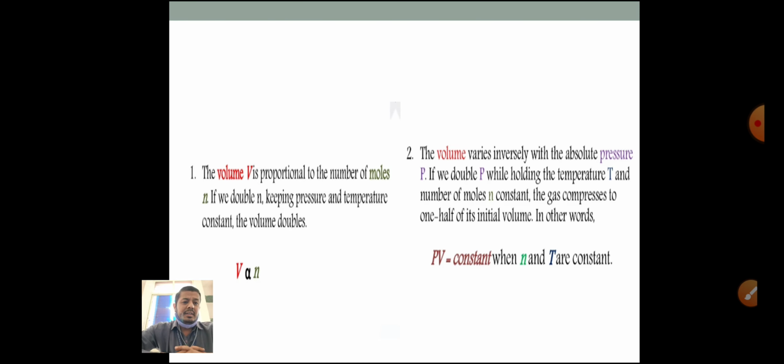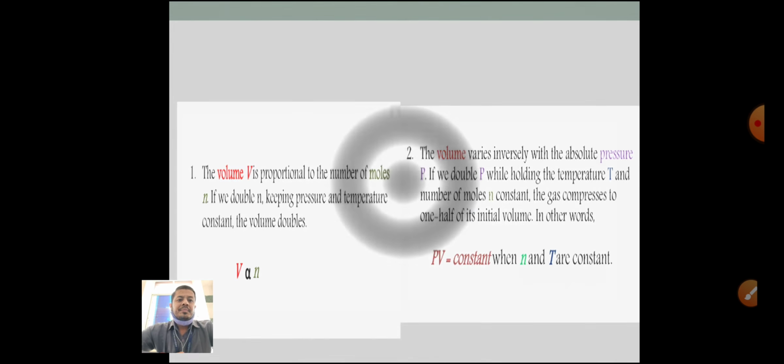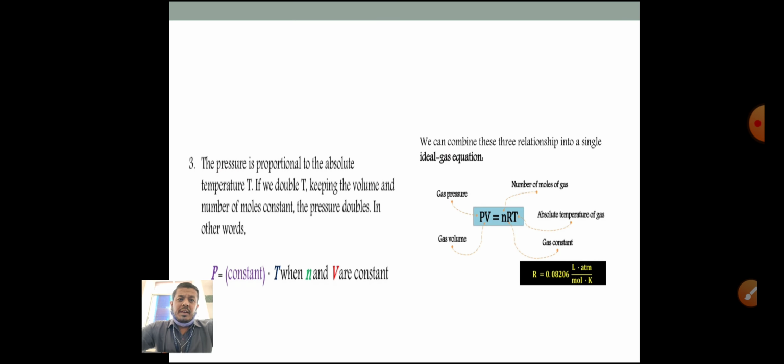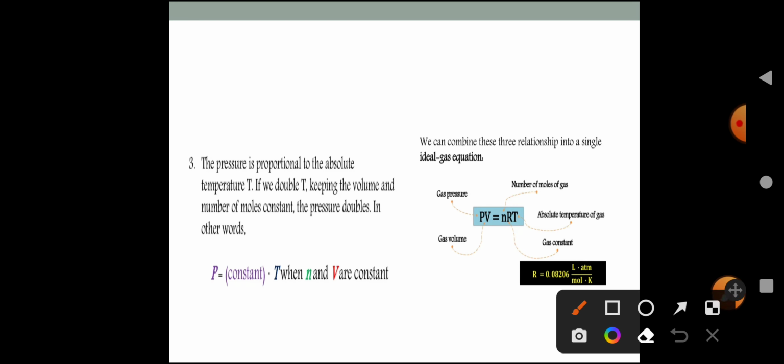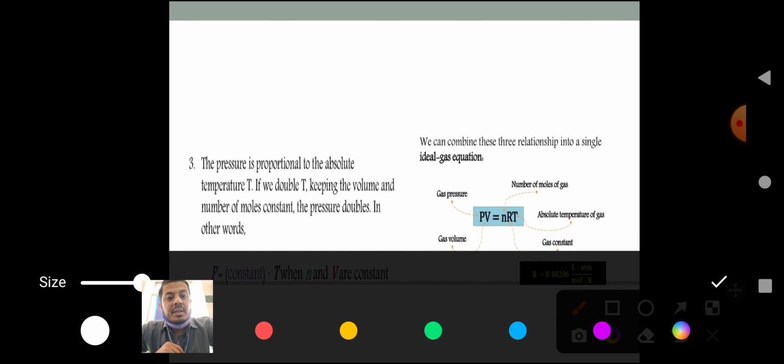In the same way, volume varies inversely with the absolute pressure. As per Boyle's law, we know that pressure is inversely proportional to volume. So combining both rules, we can say that PV is equal to constant. Third, we are also applying that pressure is proportional to temperature. We know that pressure is directly proportional to temperature. By using these different relations, we can combine these three into a single ideal gas equation. It is known as PV is equal to nRT.